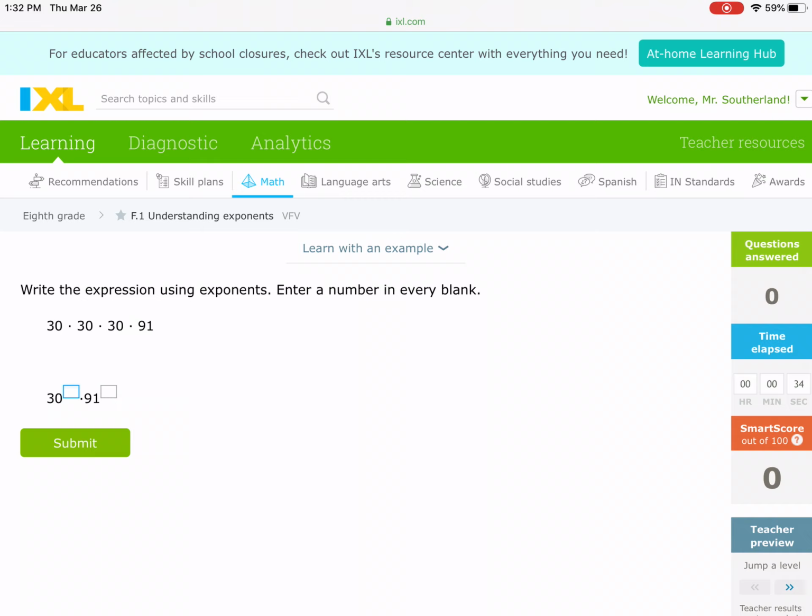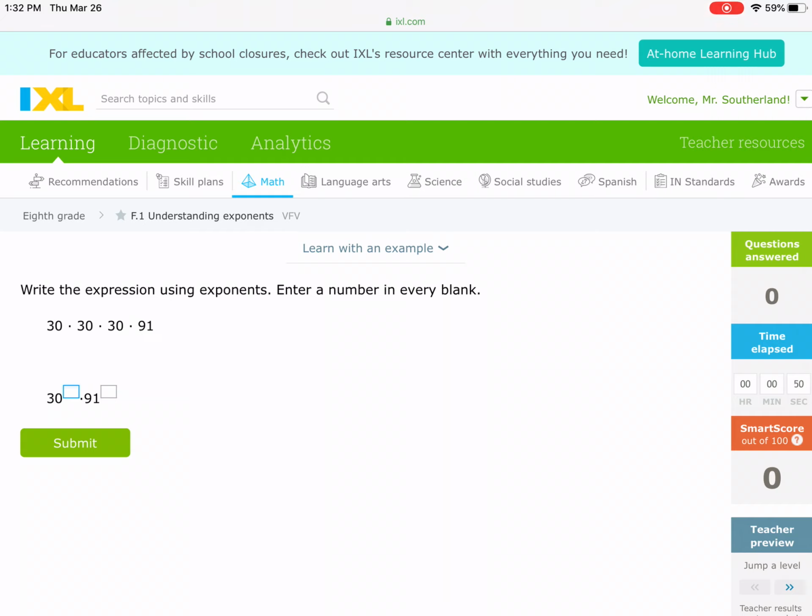Hello, and welcome to your first e-learning assignment. We will be starting with IXL 8th grade F1, and it's understanding exponents. In the directions it says, write the expression using exponents, enter a number for every blank.